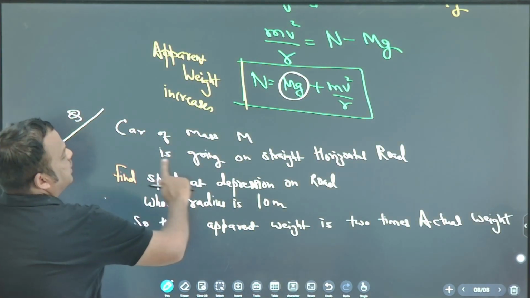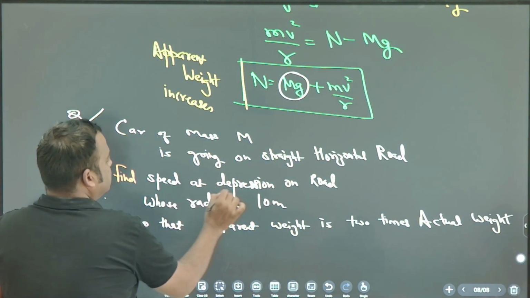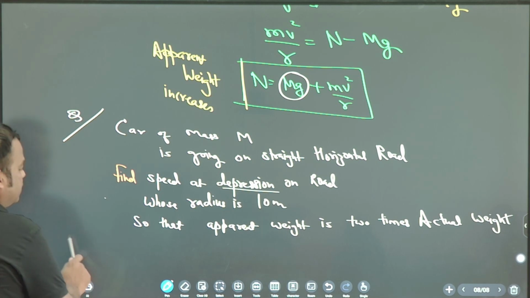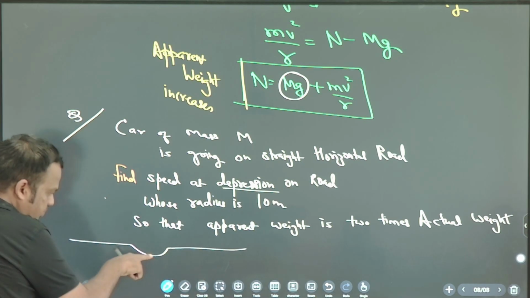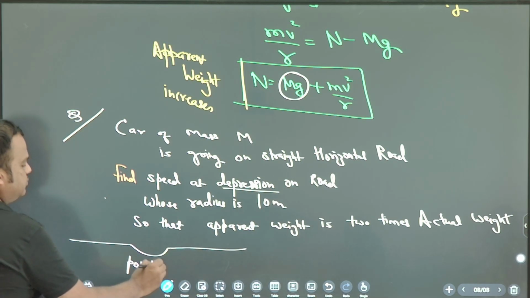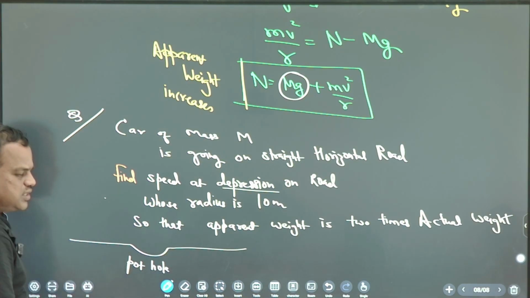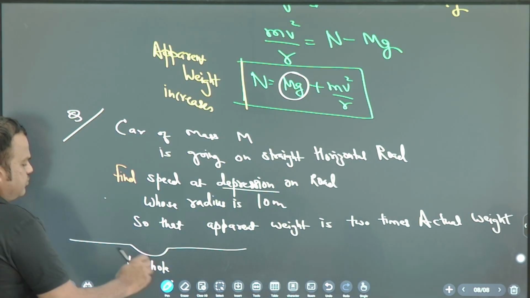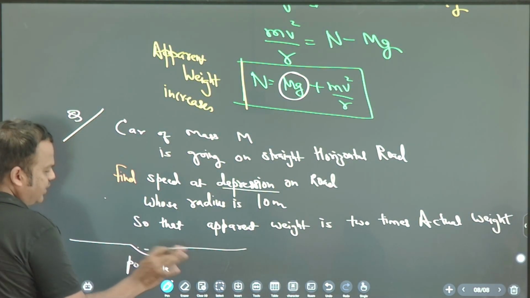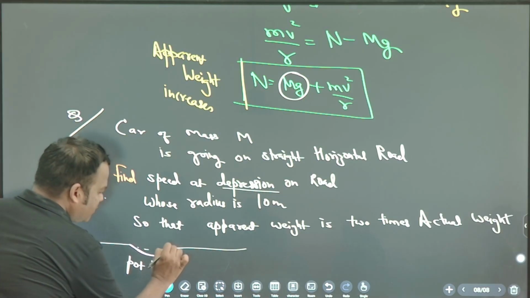Car of mass m going on a straight road encounters a depression on the road. You can call it a pothole also, right? Generally potholes are small. It is a big pothole. But there is no water here, okay? It is a smooth pothole.